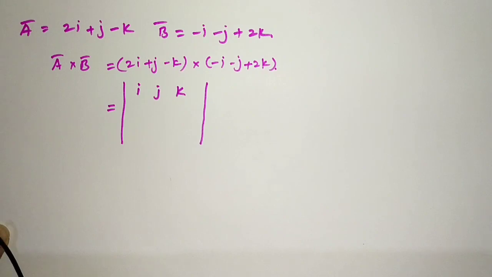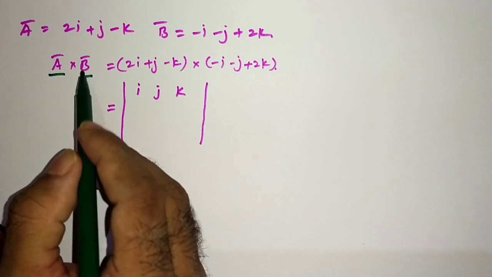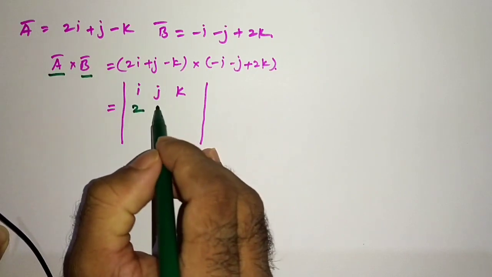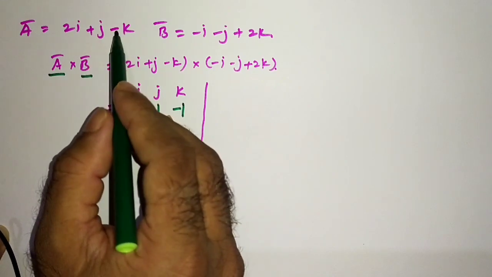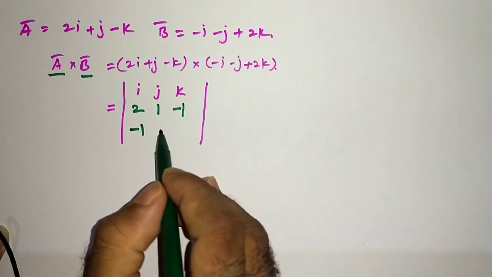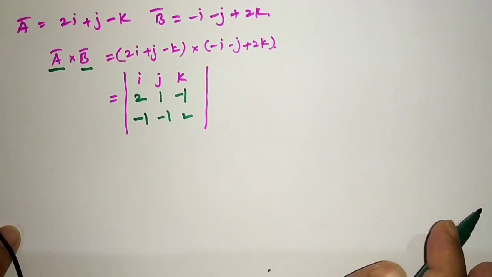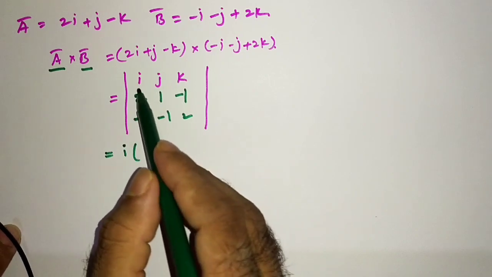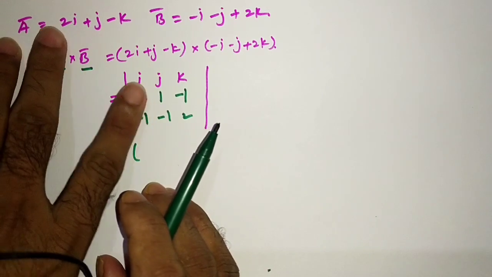After writing that, now here we are doing a cross b. a is the first vector, b is the second vector. You write the first vector's i component 2, j component 1, k component minus 1. See, minus and plus are very important here. Okay, next b vector's i component minus 1, j component minus 1, k component 2. Okay, then what next? That is equal to first i into. When we are calculating i, you close i.